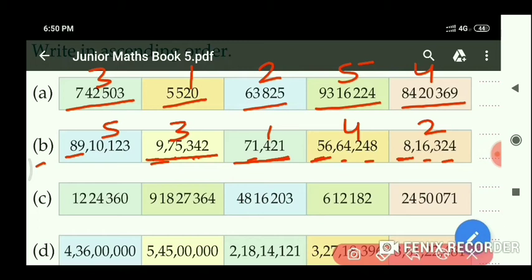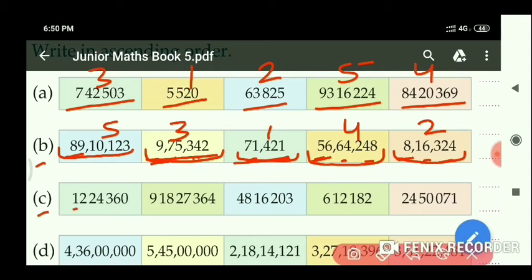So firstly you have to write this one, 71,421. Second one, 8,16,324. Third one you have to write 9,75,342. And fourth one 56,64,248. And fifth one 89,10,123. Okay, because we are finding ascending order, which means smaller to bigger. Got it? Now next, C part.